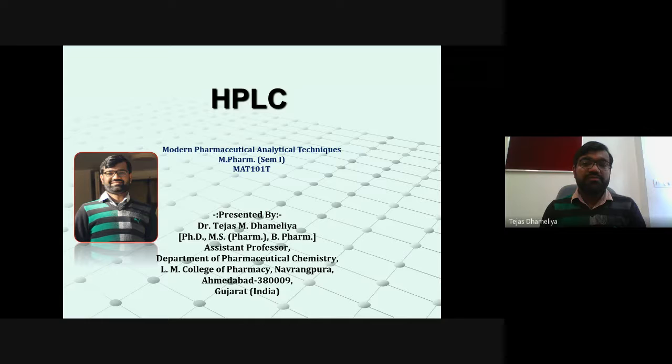Apart from this, we have also discussed the basic components of any chromatographic technique, for example retention time, dead volume, or other factors such as capacity factor and selectivity coefficient. So these parameters we have discussed previously. Today we are going to discuss some of the important aspects of the HPLC instrument, that is, HPLC detectors.